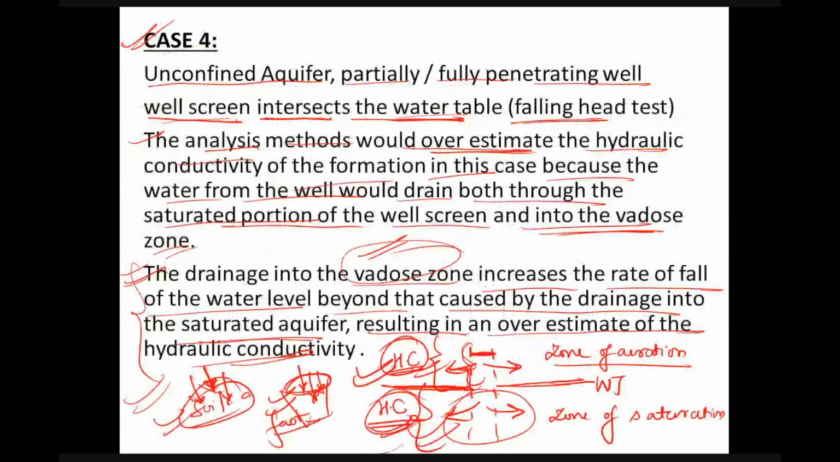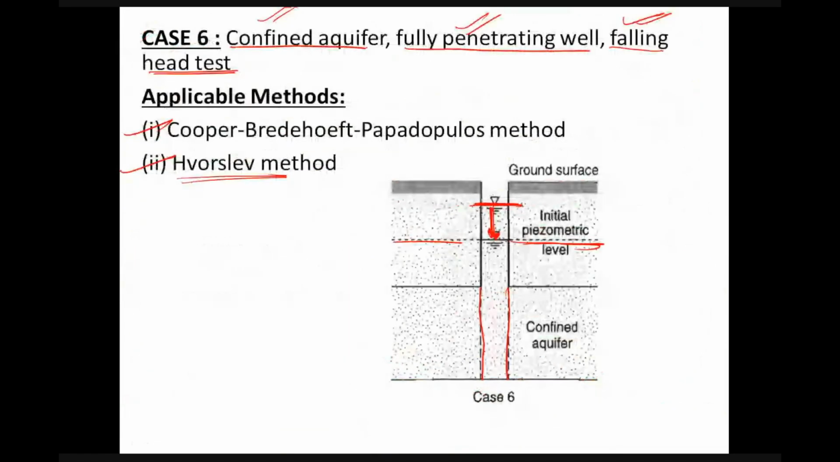Okay. Now coming to this case 6, we have the initial piezometric level and the head in the well is at a higher level. So we have to do this falling head test. And here also, in this case of confined aquifer, we have the Cooper, Bredehoeft, Papadopoulos method, and the Hvorslev method.